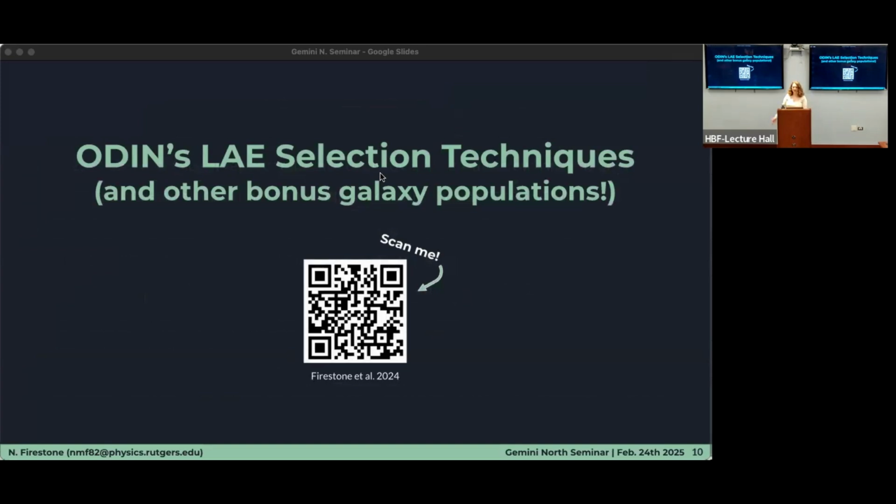So I'm going to now transition into talking about ODIN's LAE selection techniques. And the results that I'll be showing will specifically be in the Cosmos field, which is the first field where we've completed all of our data. And again, if you're interested in all of the details, you can check out my 2024 paper here.